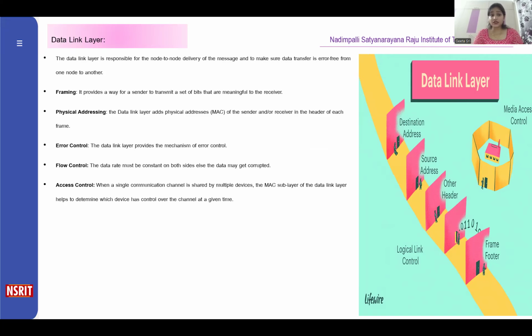And it also has another functionality. It is called access control. When a single communication channel is shared by multiple devices, this layer decides which device has control over the channel at any given time. At any given time, this layer decides which device or which node has access over the network. These are the main important functionalities of data link layer.